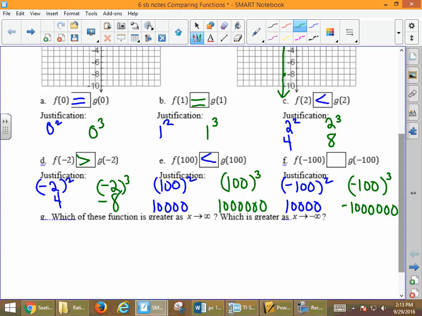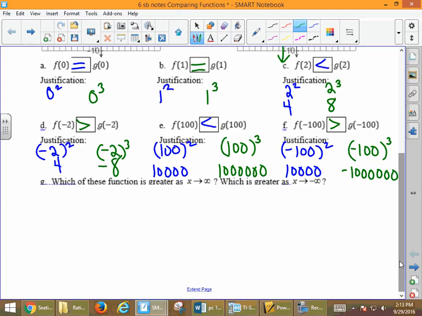So, once again, a negative number is smaller than a positive number. So our g of -100 is smaller than our f of -100. But what I'm trying to lead up to here is what happens to these functions. And so it says, which of these functions is greater as x approaches infinity? So first of all, just to give you that notation here, x arrow, the arrow means approaches infinity.